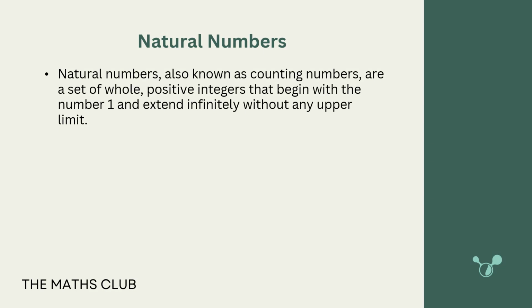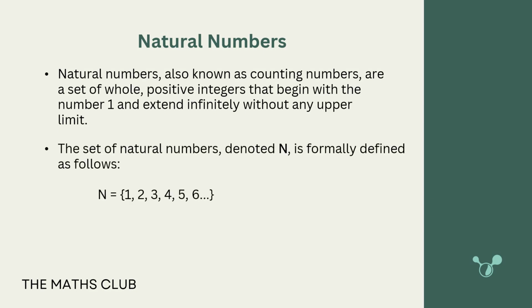You can see natural numbers, also known as counting numbers, are a set of all positive integers that begin with 1 and extend infinitely without any upper limits. So naturally, when you want to count, you start from 1 and on and on and on like that. I know it's programmers that always start from 0, right? But this is naturally to the common man. It all starts from 1.